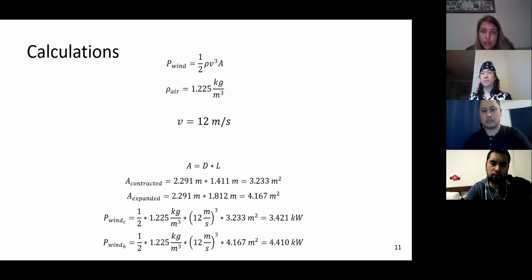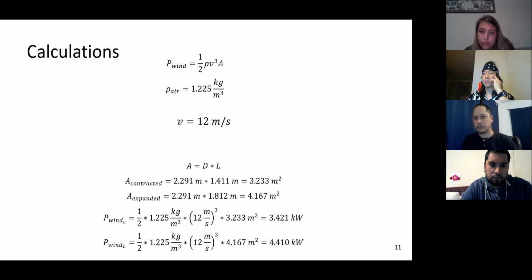Next. Here we have our calculations. In the calculations, we are able to calculate the amount of power provided by the wind, displayed in the first set of equations. Below is the second set of equations, where we determine the diameter across the turbine is 1.411 meters contracted and 1.812 meters expanded, with a blade length of 2.291 meters.